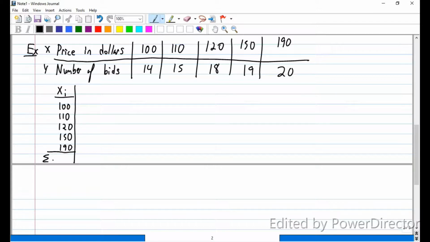Alright, now I need to find the sum. And I am going to use a calculator, because that is the best way to do it. Alright, so I got the sum equals 670.